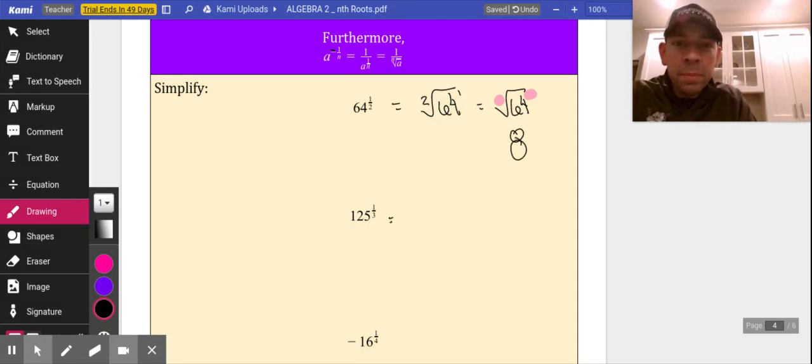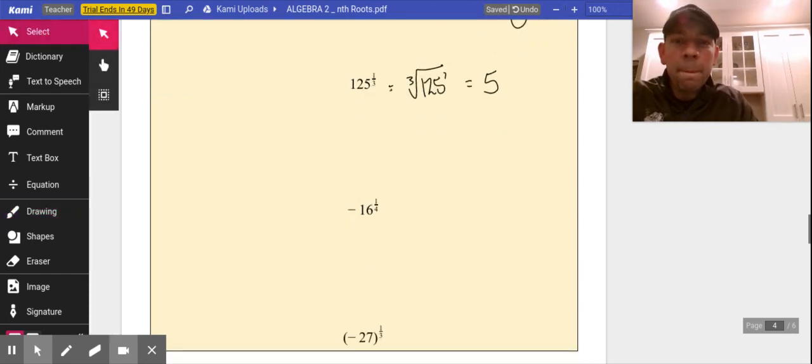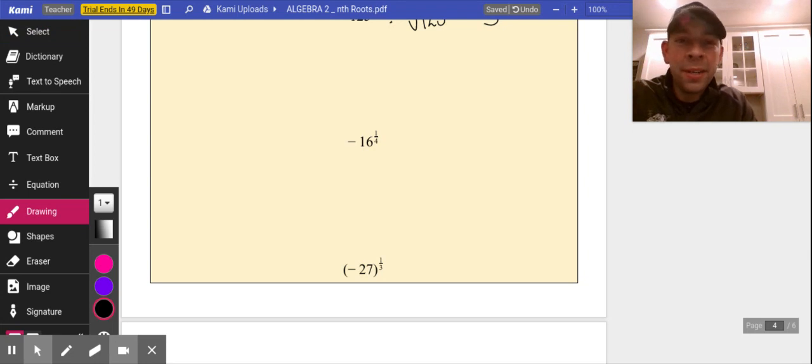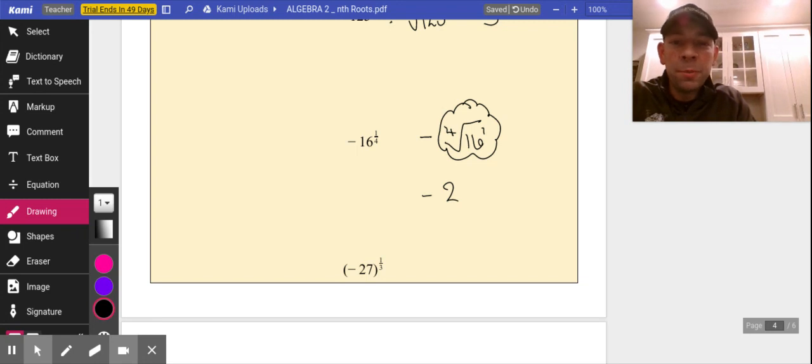All right, this is going to be the cubed root of 125 to the first. And the cubed root of 125 just makes 5. All right. Now, I'll tell you what, there's no parentheses around that negative 16, is there? So that negative's got to stay outside. And then we're going to do the fourth root of 16 to the first. And the fourth root of 16 makes 2. Carry the negative. Negative 2 is my answer.